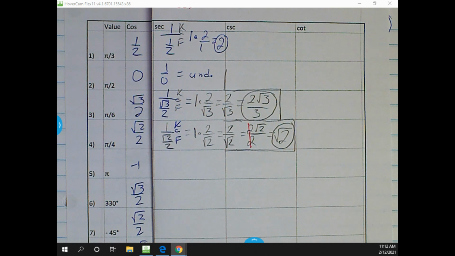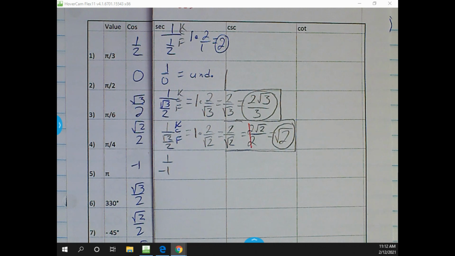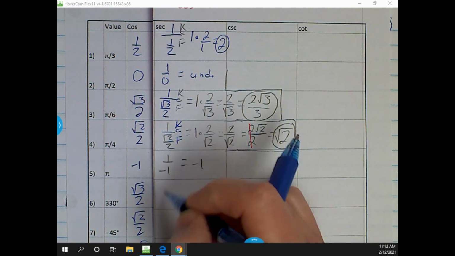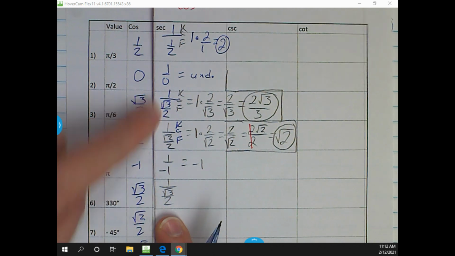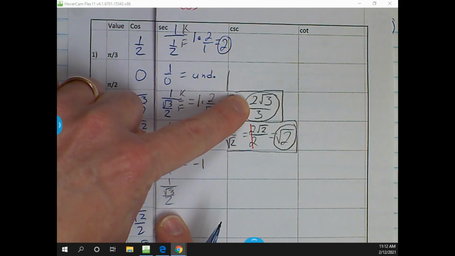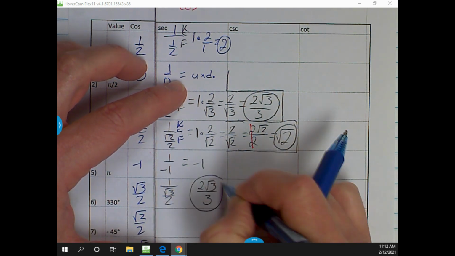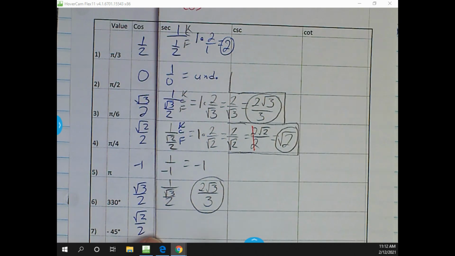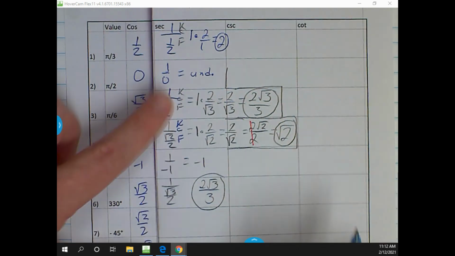All right, and here's the good news on this one. Pretty much everything else that we're going to do is either going to be really easy or it's going to be a repeat. Because when we do this one, it's 1 over negative 1. And you go, well, that's easy. That's just negative 1. Yep, it is. When we do the next one, it's 1 over the square root of 3 over 2. And you go, well, wait. We just did that right here. We know that answer is going to be 2 square root of 3 over 3. And the next one is the same thing as this one right here because they're both square root of 2's. So we know that this answer would just be square root of 2.